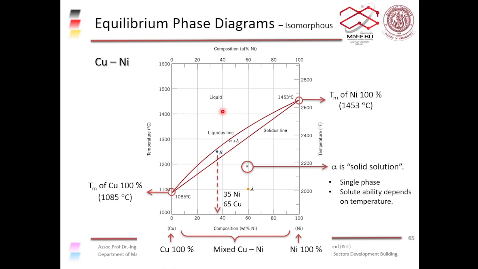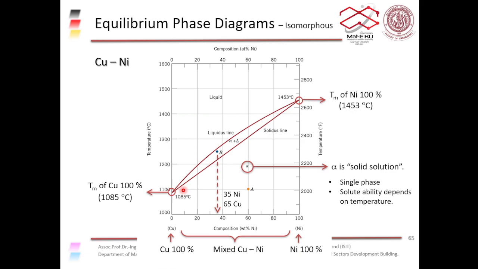So what is this line here? This line is called a liquidus line. A liquidus line tells you that at a temperature above this line, for any composition, you would get just the liquid. And this is the solidus line, the line below here. The solidus line tells you that at a temperature below the solidus line at any given composition, you would get a solid phase.